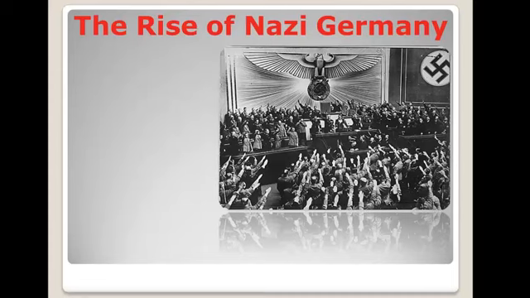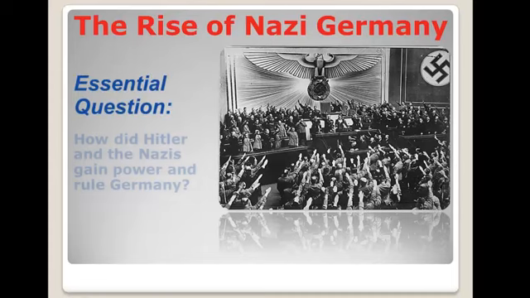Let's begin with the essential question. How did Hitler and the Nazis gain power and rule Germany? Okay, so throughout this screencast, keep that in mind. How did he come to power? And once in power, how did they rule over the country?